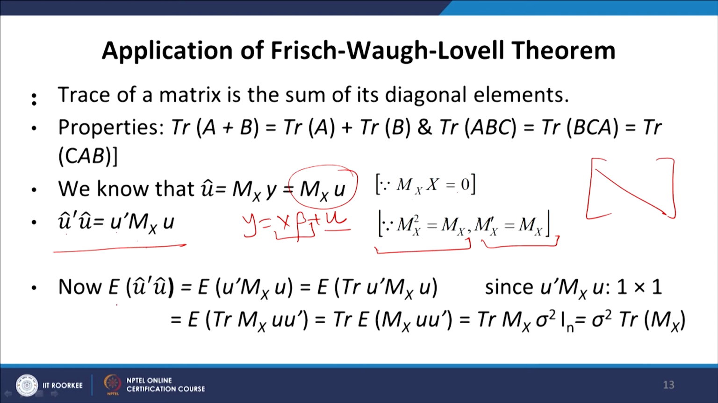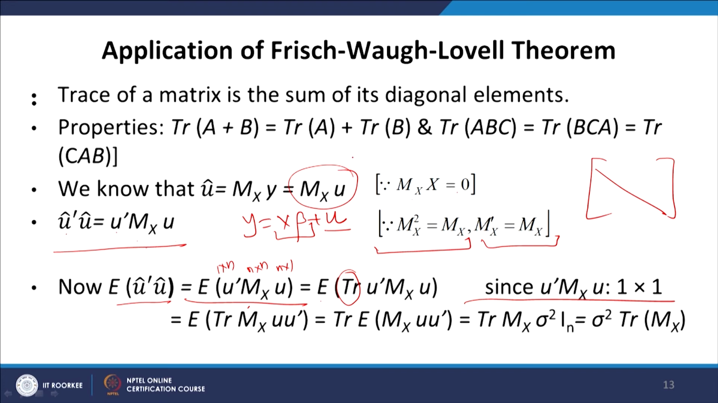Now, the expected value of u hat prime u hat is the expected value of this expression. You can see that this is a 1 by n matrix, Mx is an n by n matrix, and u is an n by 1 matrix. So, this is a number. Since this is a number, I can always write the trace of u prime Mx u before the expected value. A number's trace is basically the number itself.